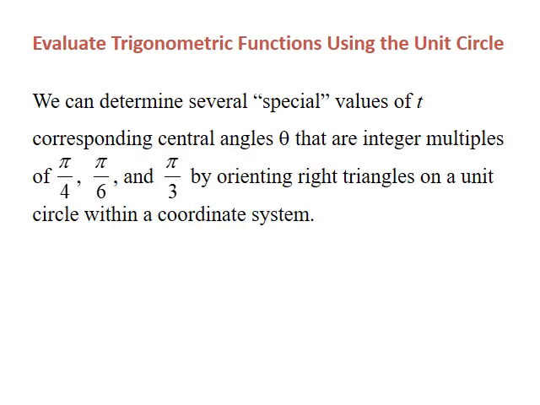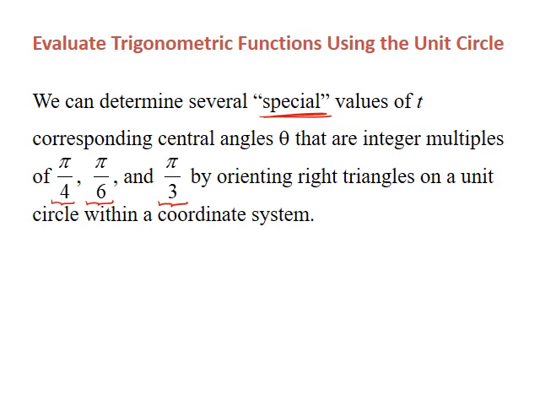Now, we will come across some really important values on the unit circle. Oftentimes they're referred to as special values. Those special values will have central angles of pi/4, pi/6, and pi/3. Basically, how these are achieved is by taking the special right triangles and arranging them on the unit circle so that you can find the associated ordered pairs.